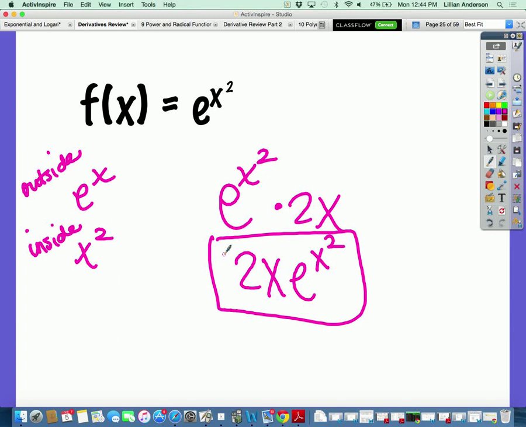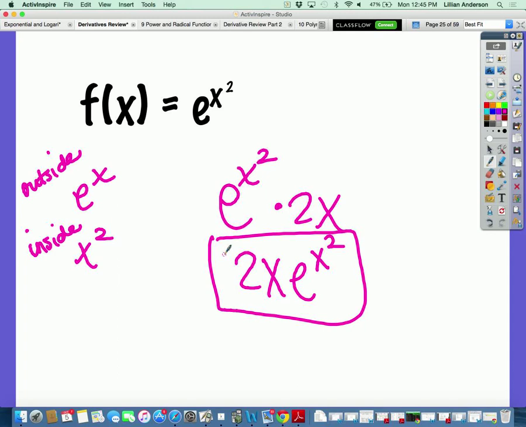Wouldn't x squared be the outside though? Uh, wait, I thought it was. I thought it was, and then you just plug in e to the x. It will work that time, but how is x squared inside? I thought e to the x was inside the e. Because the e is usually the outside, right?